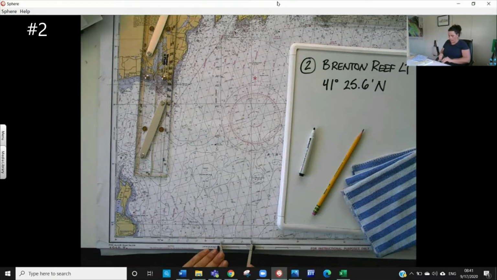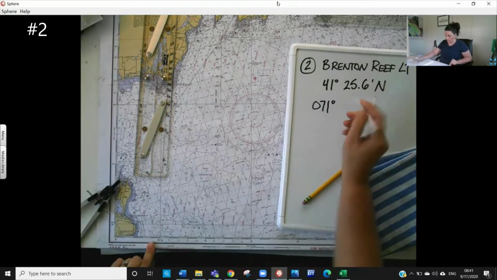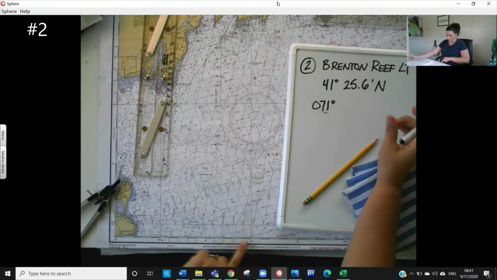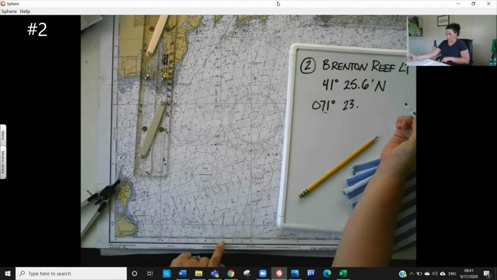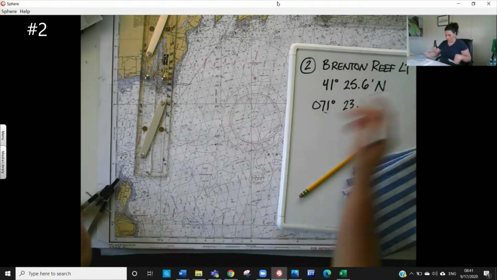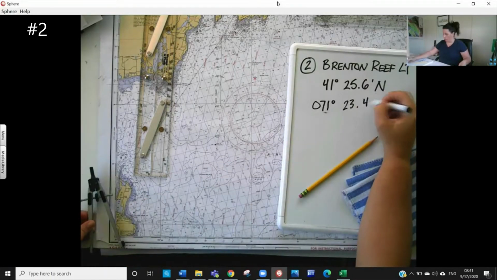And now I can read. We have 20, so we're in between 23 and 24. And I would call that 23.4, 23.3, 23.4, somewhere around that. So we have 071 degrees, 23, and I'm going to call it 23.4 minutes west.